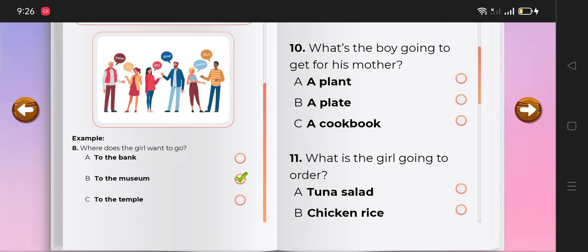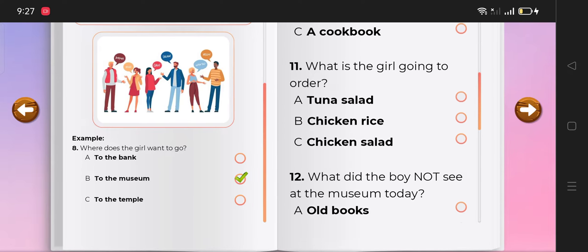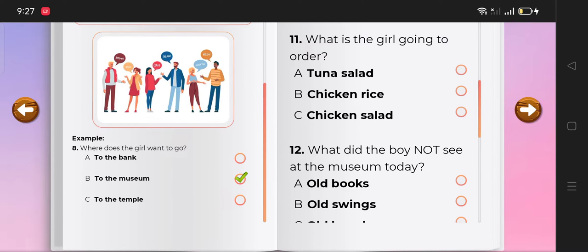What's the boy going to get for his mother? A. A plant. B. A plate. C. A cookbook. Number 11. Listen to the conversation between the woman and her daughter. Listen for the answer to this question. What is the girl going to order?